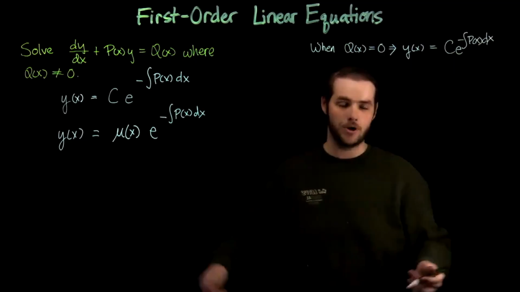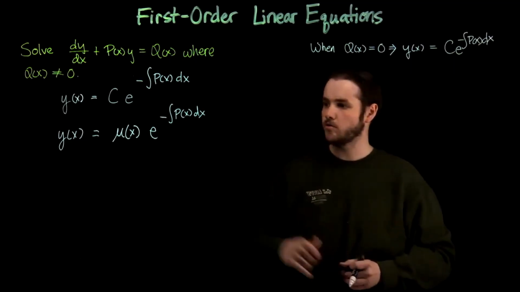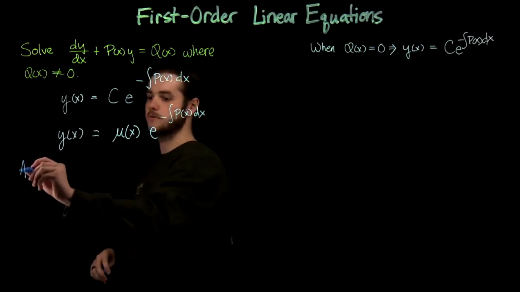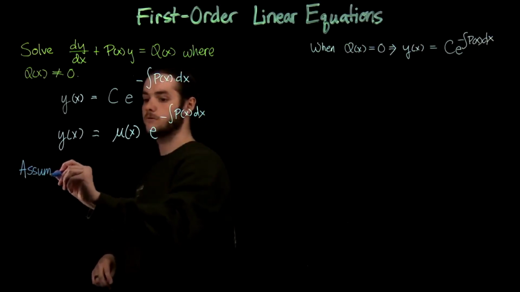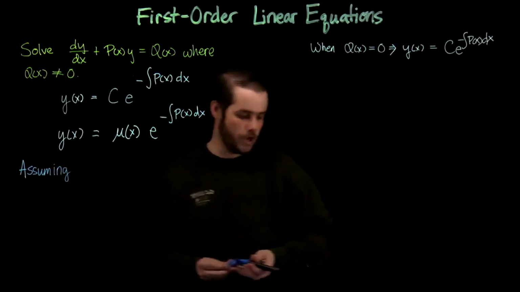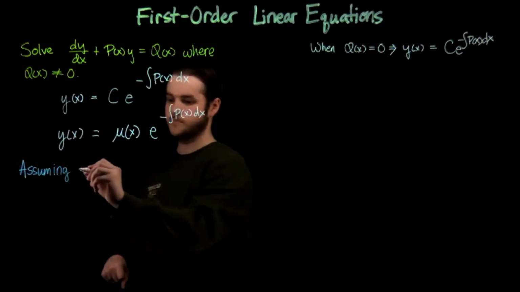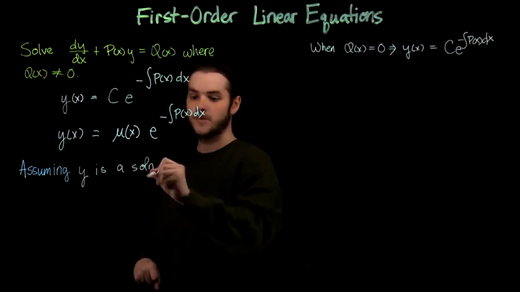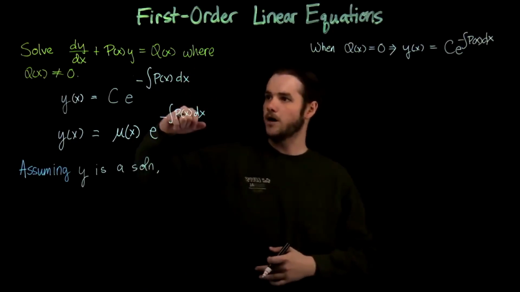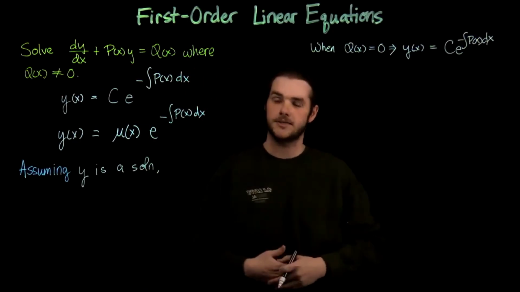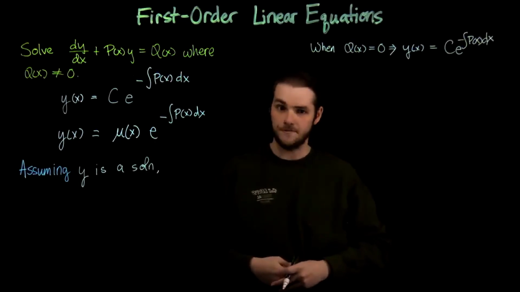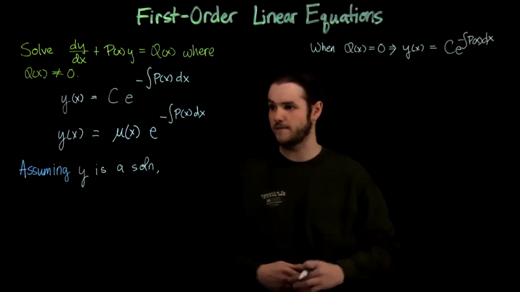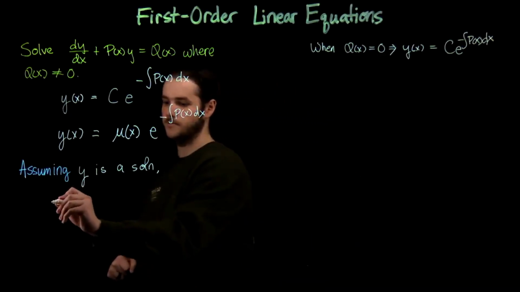Okay, that's great. Where do we go from here, though? Well, let's assume it is a solution. Assuming that y actually is a solution here, then we know the left-hand side of the equation should equal the right-hand side of the equation, right? Well, let's figure out what the left-hand side of the equation is. In order to do that, I'm going to have to take the derivative of y, so let's start there.